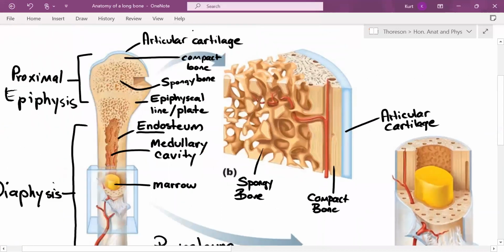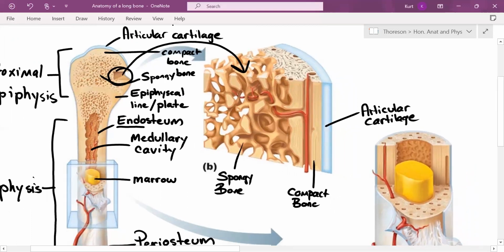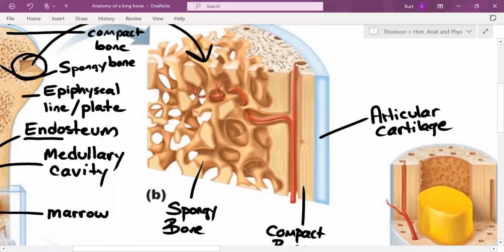If you take a look at this diagram, guys, this little chunk right here was taken out of the epiphysis. I'll pause a moment. I see a lot of pens moving. I'll let you guys catch up. Notice in the compact bone, does it have blood flow? Yeah. Does the spongy bone have blood flow? Yeah. They both do. Spongy bone just has better blood flow.